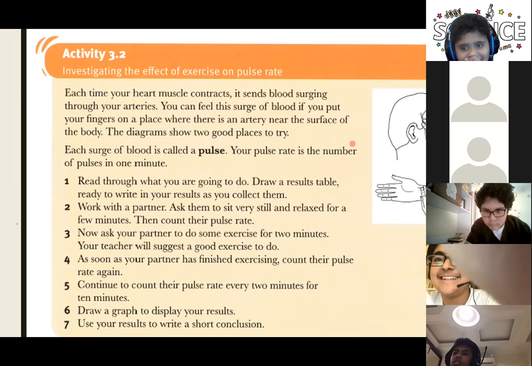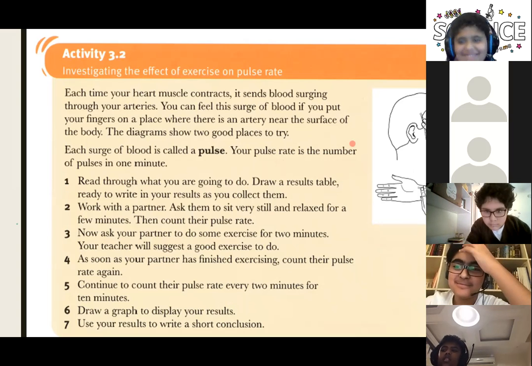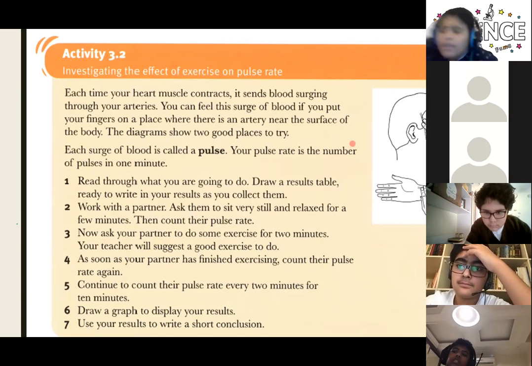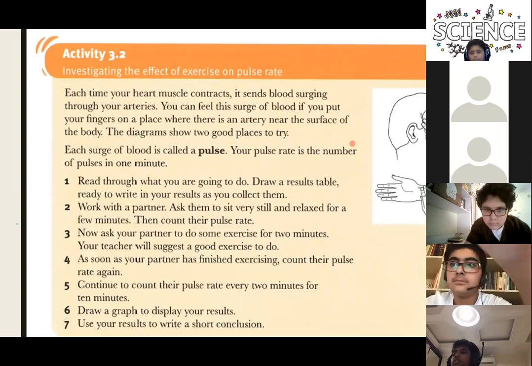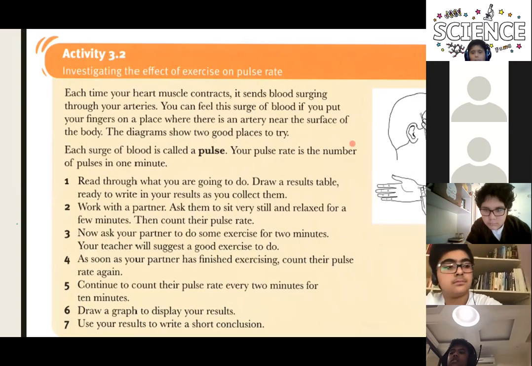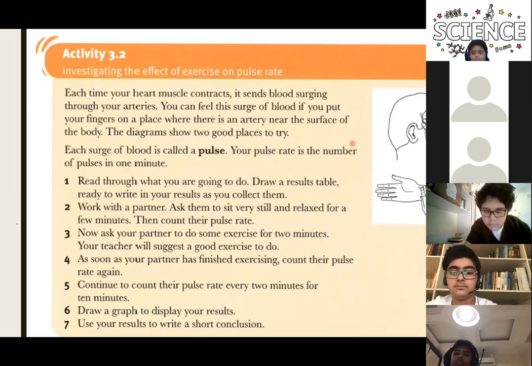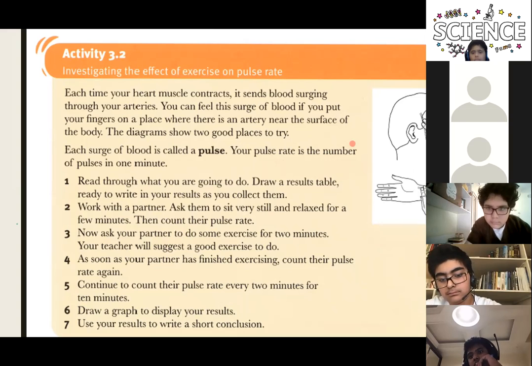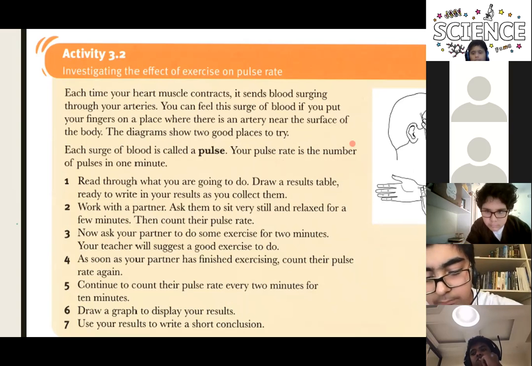So once you have done a fast exercise in a very fast manner, then again count your pulse. Once you have counted your pulse, you write it down and then make a graph. Draw a graph. You can use the Excel file and take a screenshot of it or take a picture of it. Use your results for a conclusion on what was happening while you were sitting and what happened when you started exercising and you were moving fast. So make a conclusion about it.